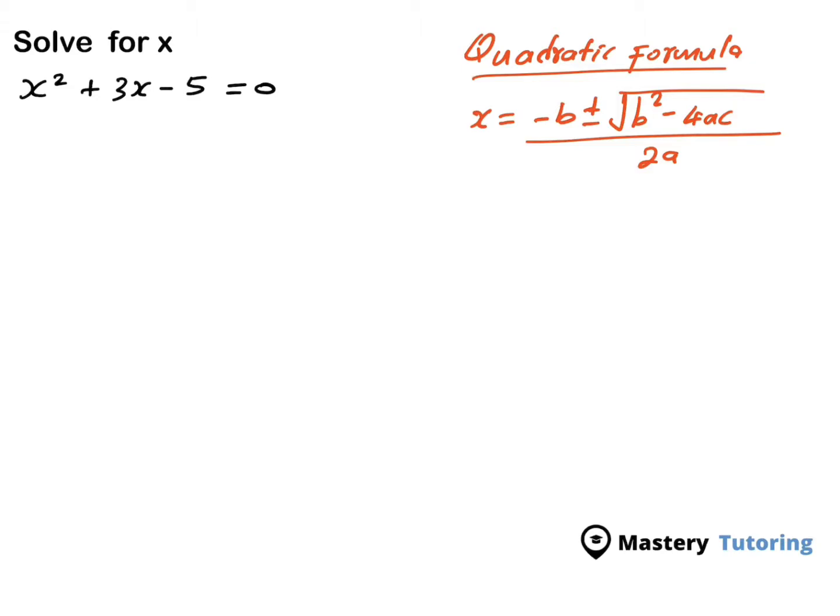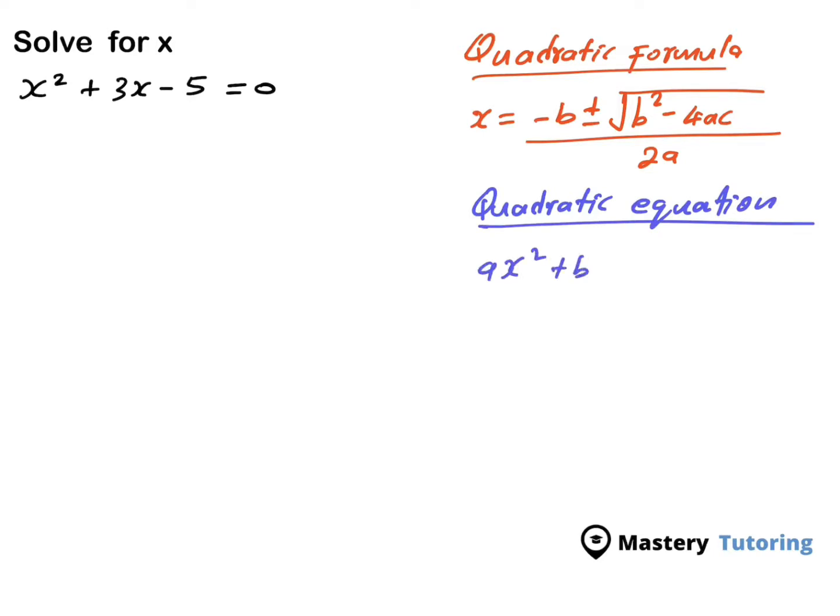So a quadratic equation is given as ax squared plus bx plus c equals 0. Any equation that is in this form, we call a quadratic equation. Now, for you to apply this quadratic formula on this quadratic equation, you need to be able to identify the a, the b, and the c.